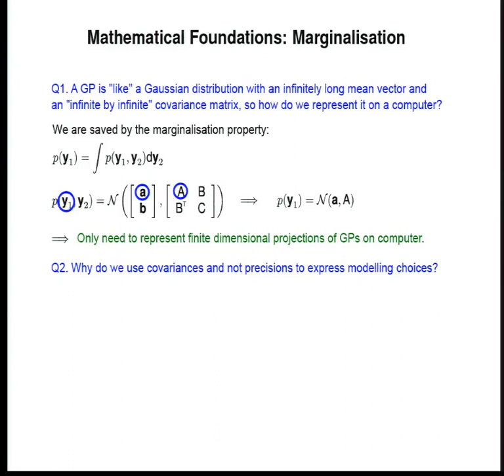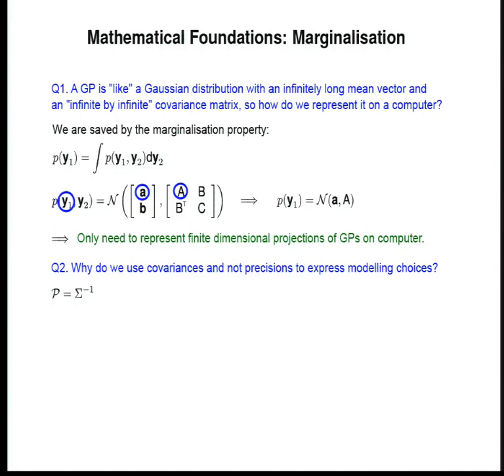The answer is, for precision matrices, there's no equivalent consistency property. So here we could dispense with the other ones, and we said that the distribution of y1 is, we just go in here and pick out the elements of A and B. For precisions, that doesn't hold. So let me just work you through that and tell you why that's a catastrophic thing, which really prevents us from using precisions in Gaussian processes, at least to specify our prior beliefs.